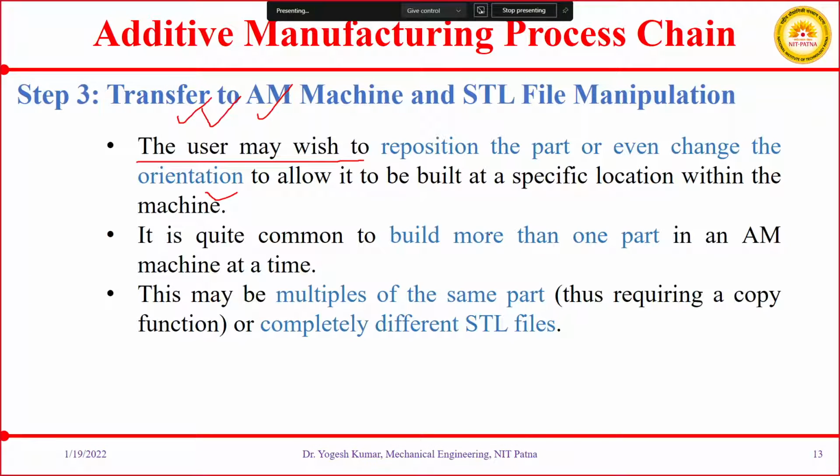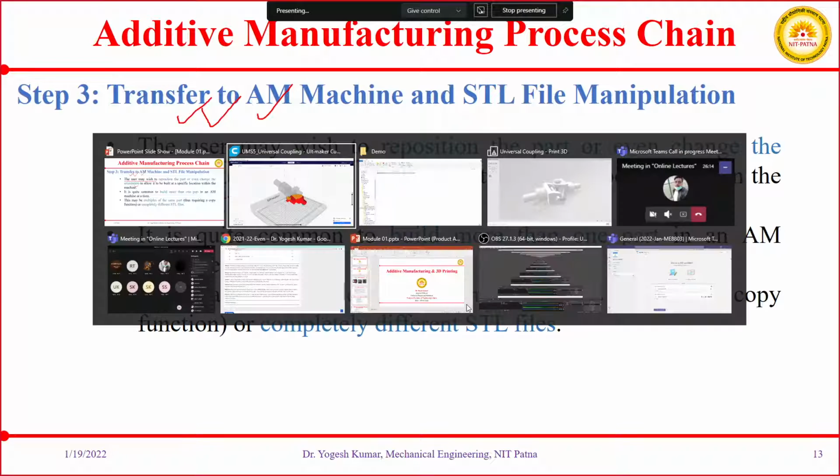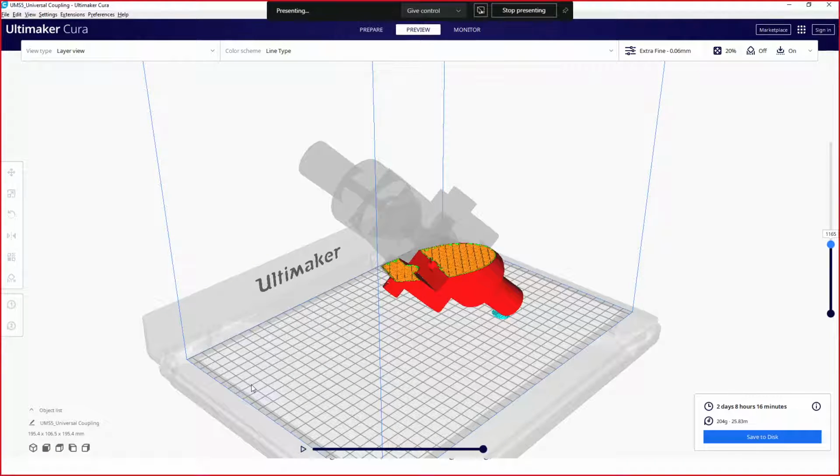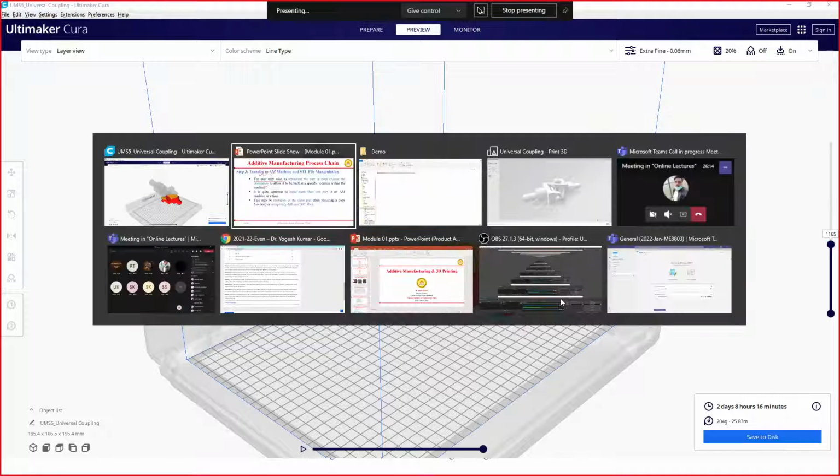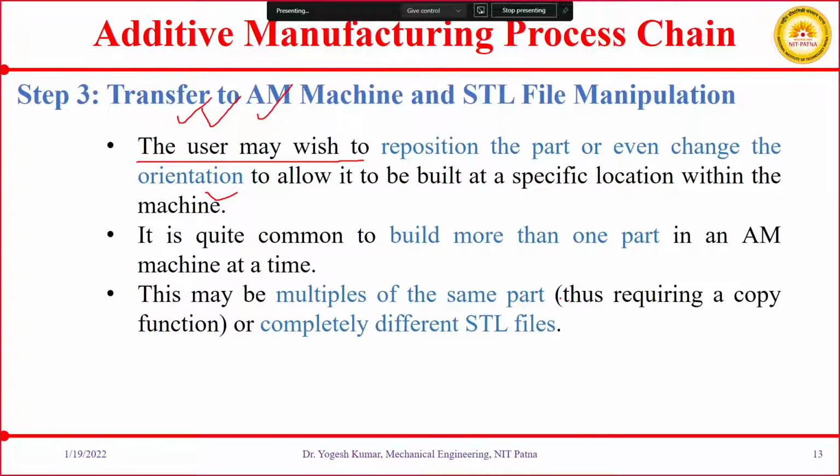This may be multiples of the same part. Maybe you want to print 2 or 3 components, or 2 or 3 models of the same universal coupling. You can put them at different locations on the bed, and you can click on the print button.